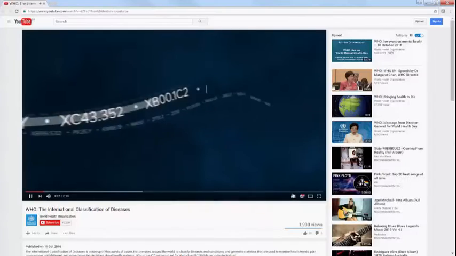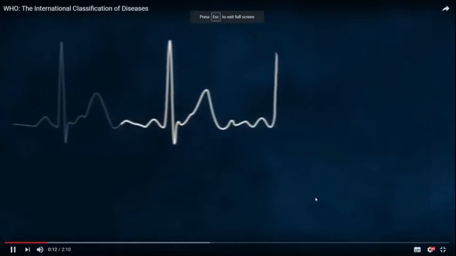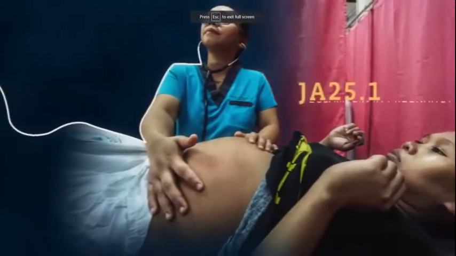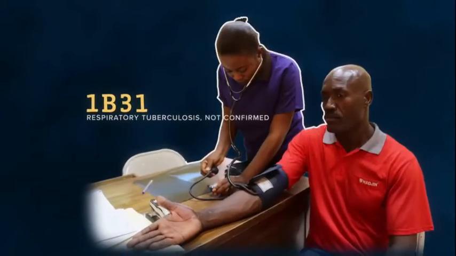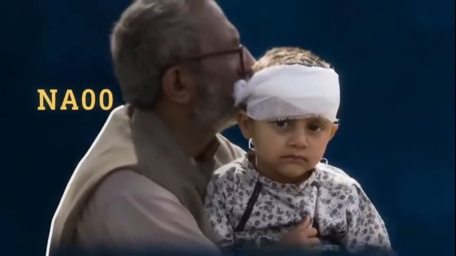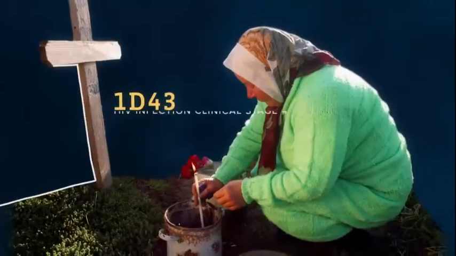Start with a little video. With the code. It doesn't look like much, just a few letters and numbers. But it's a very important code because it's about a person's health. It's about a pregnancy, a birth, a disease, an injury, an outbreak, a death. It's a code with a long and winding journey.